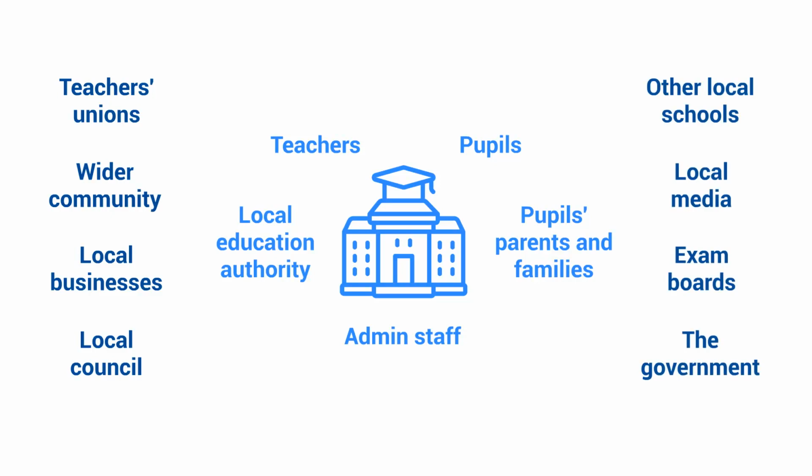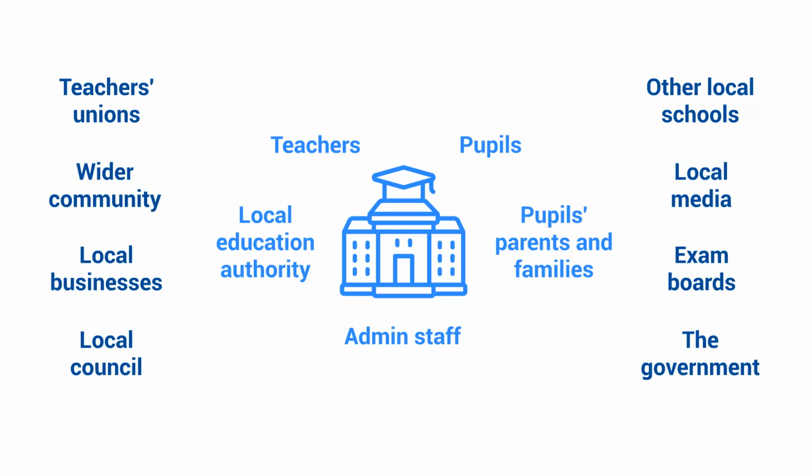Another group of stakeholders may be local schools. The schools might be trying to compete with each other to get the best grades, because if they get the best grades, then more pupils will be attracted to their school. The local media is another group of stakeholders. They're going to report on the school. Those reports may be favourable or unfavourable depending on what happens at the school.